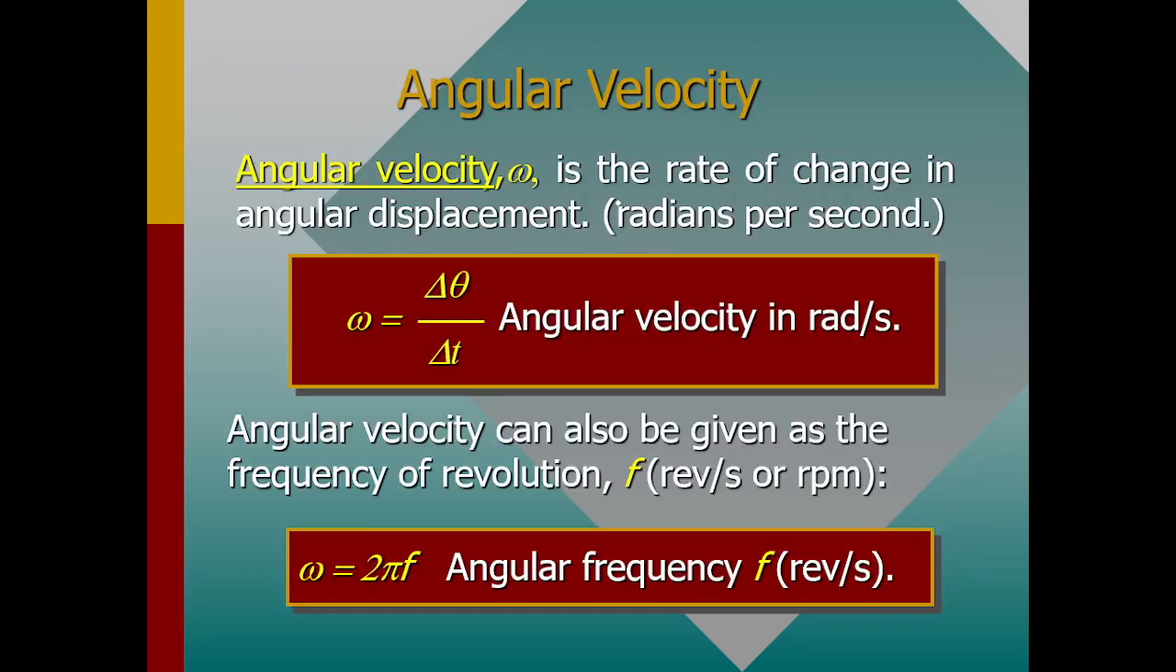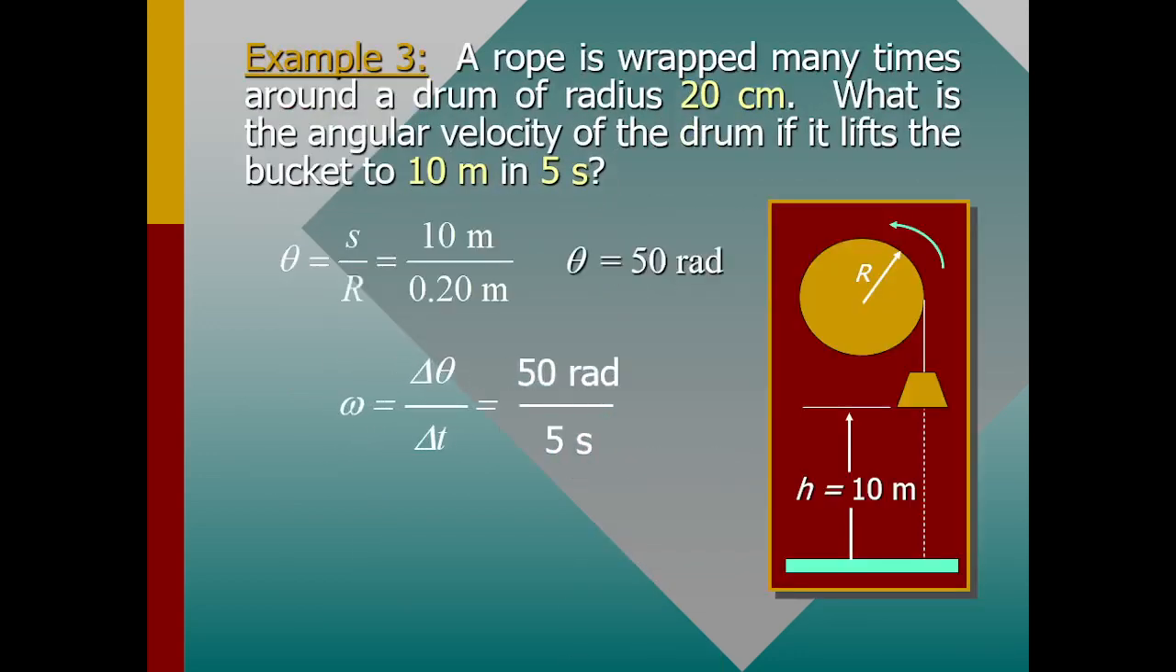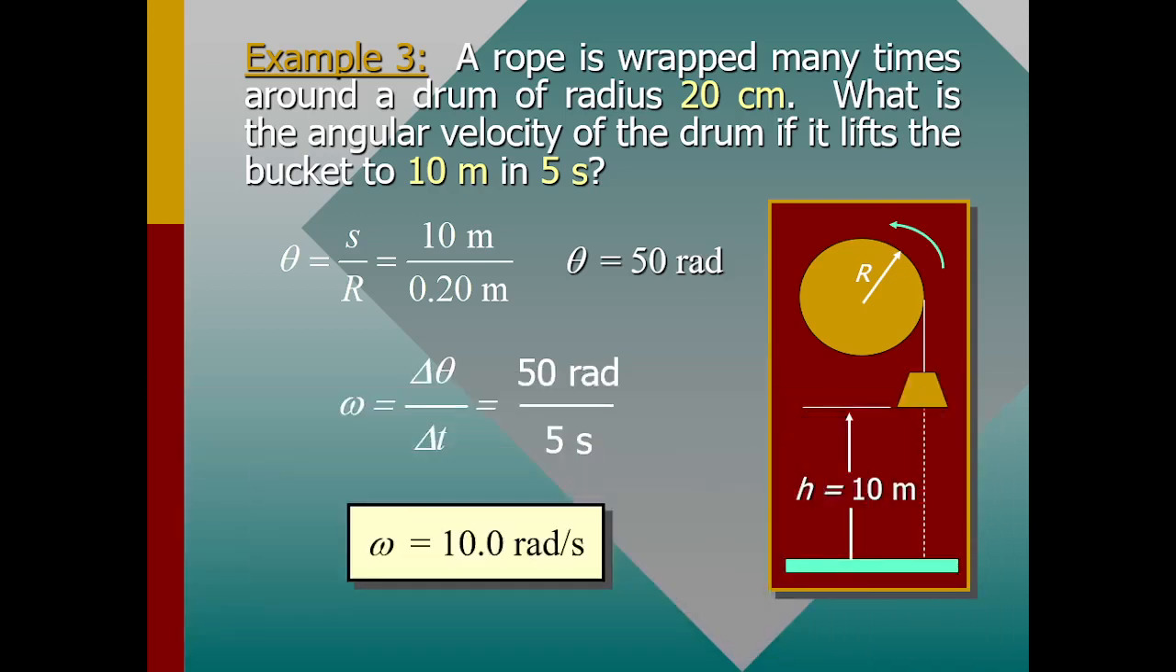Once you are done with 50 rad, you find the angular velocity. You go back and utilize that formula: change in angular displacement over change in time. So W, angular velocity, is equal to change in displacement over time. So 50 divided by 5, the answer is simply 10 rad per second.